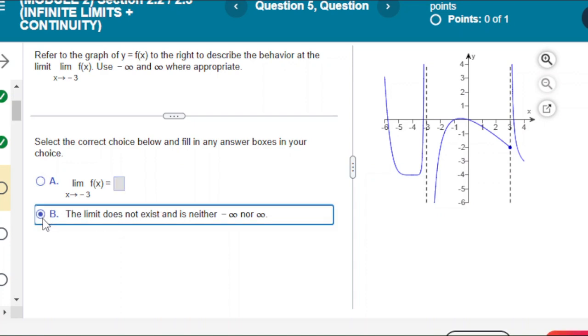So actually here we are going to put B, because the limit does not exist and is neither negative infinity nor plus infinity. Now, if they were both going up, from the left and the right, we would put plus infinity here. Or if they were both going down, we'd have a left-hand limit of negative infinity and a right-hand limit of negative infinity, then we put negative infinity here. But the fact that they're different, plus infinity and minus infinity, we're going to put does not exist here.